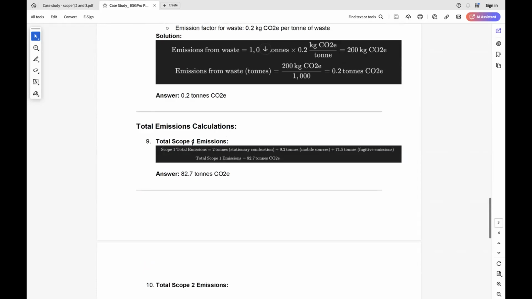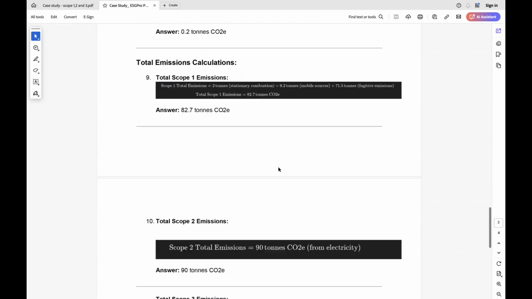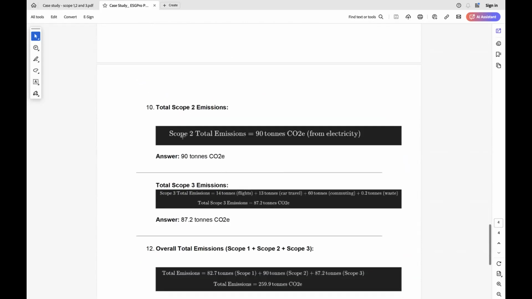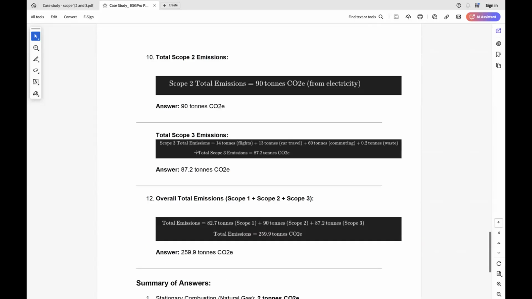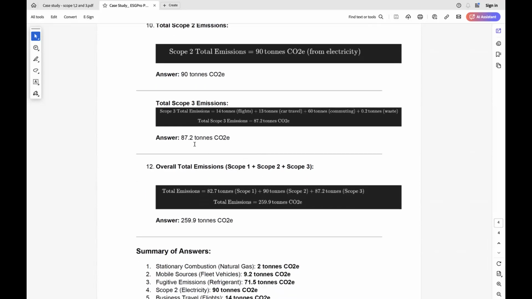Now, for the total of scope 1, you add all these. So 2 tons of stationary, 9.2 tons of mobile, and 71.5 tons of fugitive. Total is how much? 82.7, which everybody got. Then is the total of scope 2 emission. Scope 2 emission total is 90 tons, because only one item, 90 tons. In scope 3, you have three different categories which you need to add. I have done 3 and 4 separately and then added them together for scope 3, which is 87.